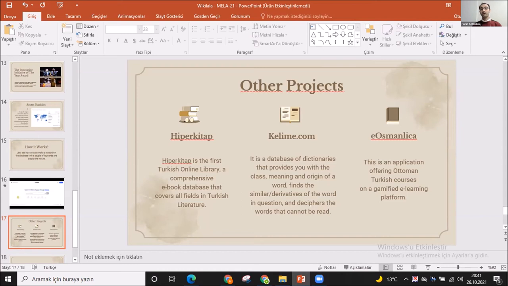And Kelime.com, I will show you a sample page for this one. It's a database of dictionaries that provides you with the class, meaning, and origin of a word. For example, it finds the similar words or derivatives of the word in question and deciphers, this is very important, deciphers the words that cannot be read because they are omitted, for example. And e-Osmanlıca is an application offering Ottoman Turkish courses on a gamified learning platform. It is a digital platform as well.